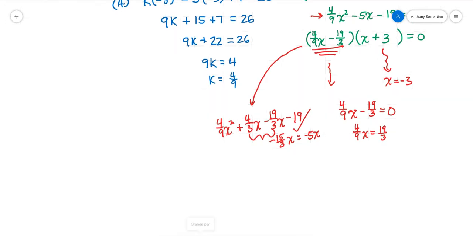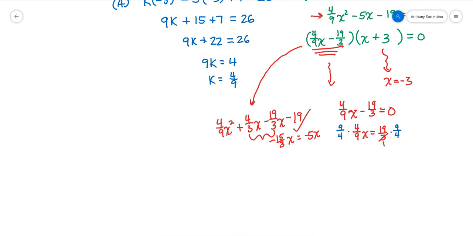As far as the rest of it goes, I could recognize I'm multiplying by 4 and dividing by 9 and do it in separate terms or in separate steps. If I'm comfortable with my fractions, I recognize that multiplying by 9/4, multiplying by the reciprocal, is the same thing as dividing, and that would make the 4/9 go away. So I'm going to multiply this by 9/4 as well.